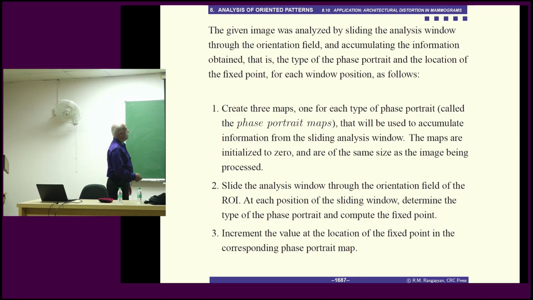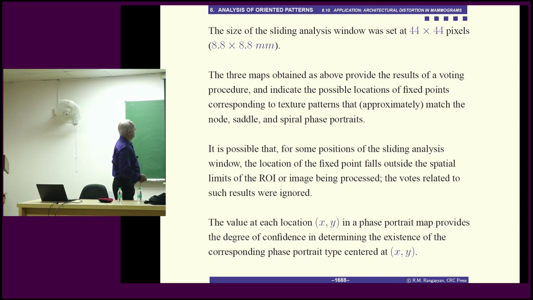So create three maps, slide the analysis window through the orientation field of the region of interest or the entire image. At each position of the window, determine the type of the phase portrait. Is it node, saddle, or spiral, based on the eigenvalues of A. Increment the value at the location of the fixed point. Fixed point is minus A inverse B. In the corresponding phase map, node, saddle, or spiral. We don't care for spiral, we don't care for saddle, so only one node map. If you want, you can create all of the others. The size of the analysis window was set as 44 by 44 pixels, in consultation with the radiologist as to what the size should be to capture the details.